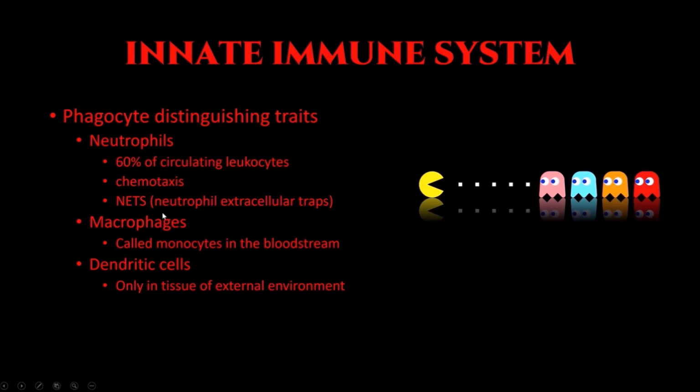Macrophages can be differentiated because they're basically the most basic of phagocytes. They don't have a lot of other things that they do. They're not quite as cool as neutrophils. But they can also be called monocytes when they're in the bloodstream. And then when they enter into a particular tissue or site of where a pathogen is, they are then called macrophages. And then dendritic cells are phagocytes that are only present in tissue of the external environment, mainly your nasal passages.